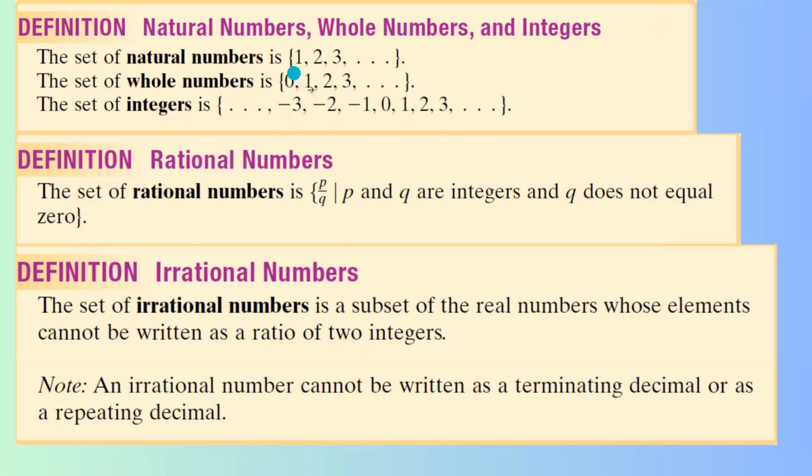Note that we don't have any fractions here. So we define fractions in the general form of P over Q. P and Q are integers and the denominator cannot be 0, and we call it rational numbers. The numbers that cannot be written in the form of a fraction are called irrational numbers. We take rationals and irrationals and we define the real number system.